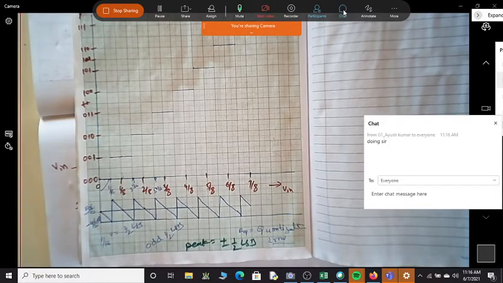This is a sawtooth waveform, the error signal.